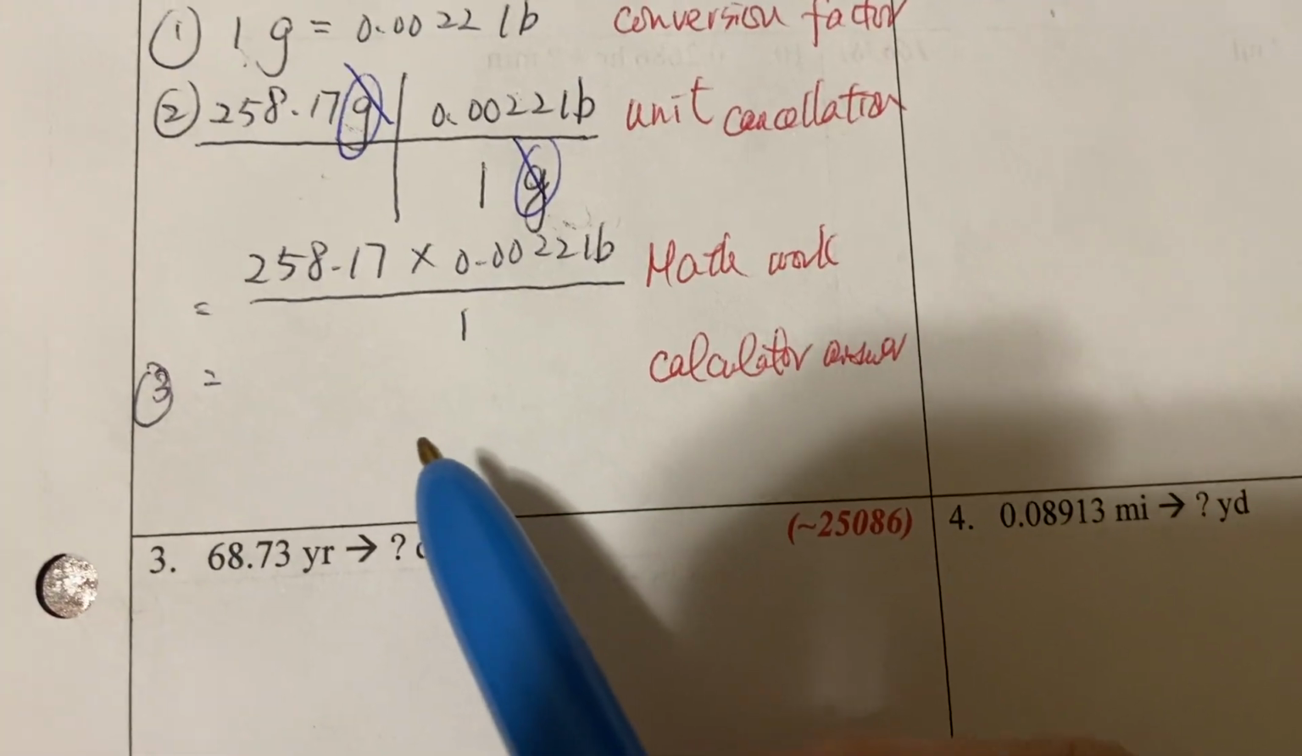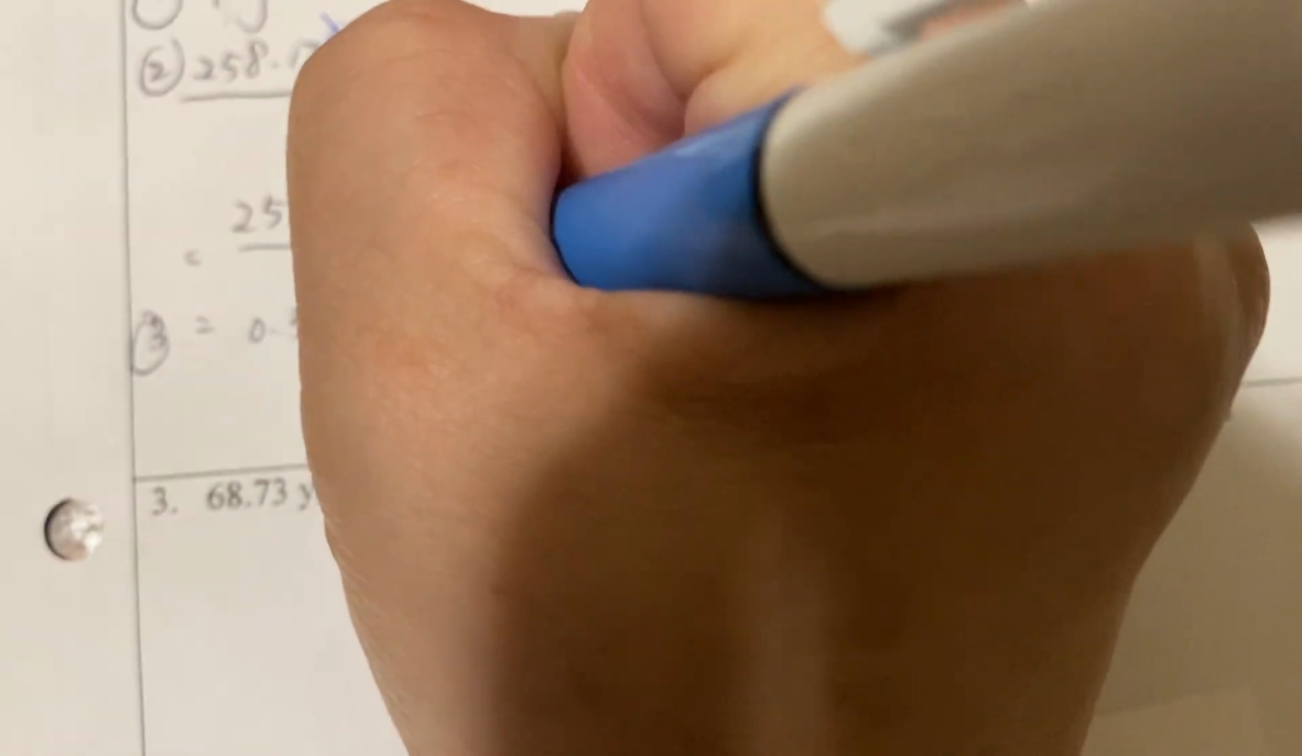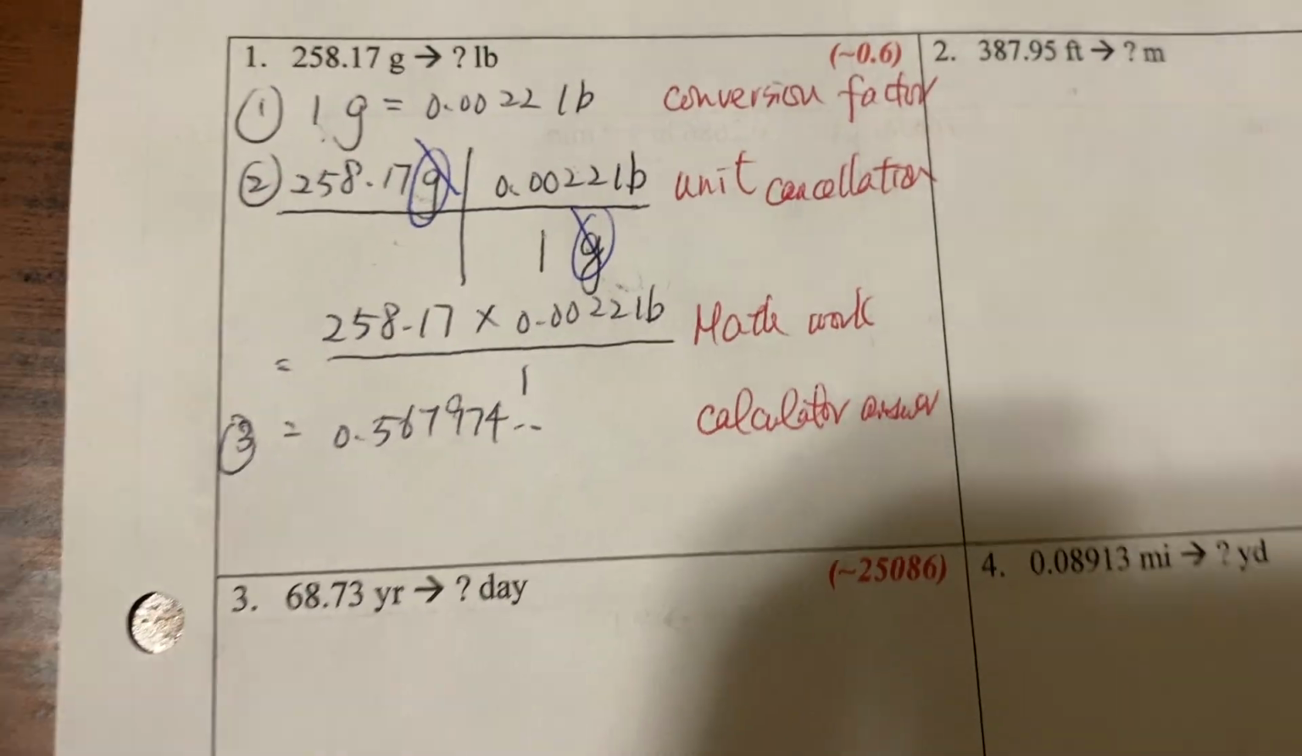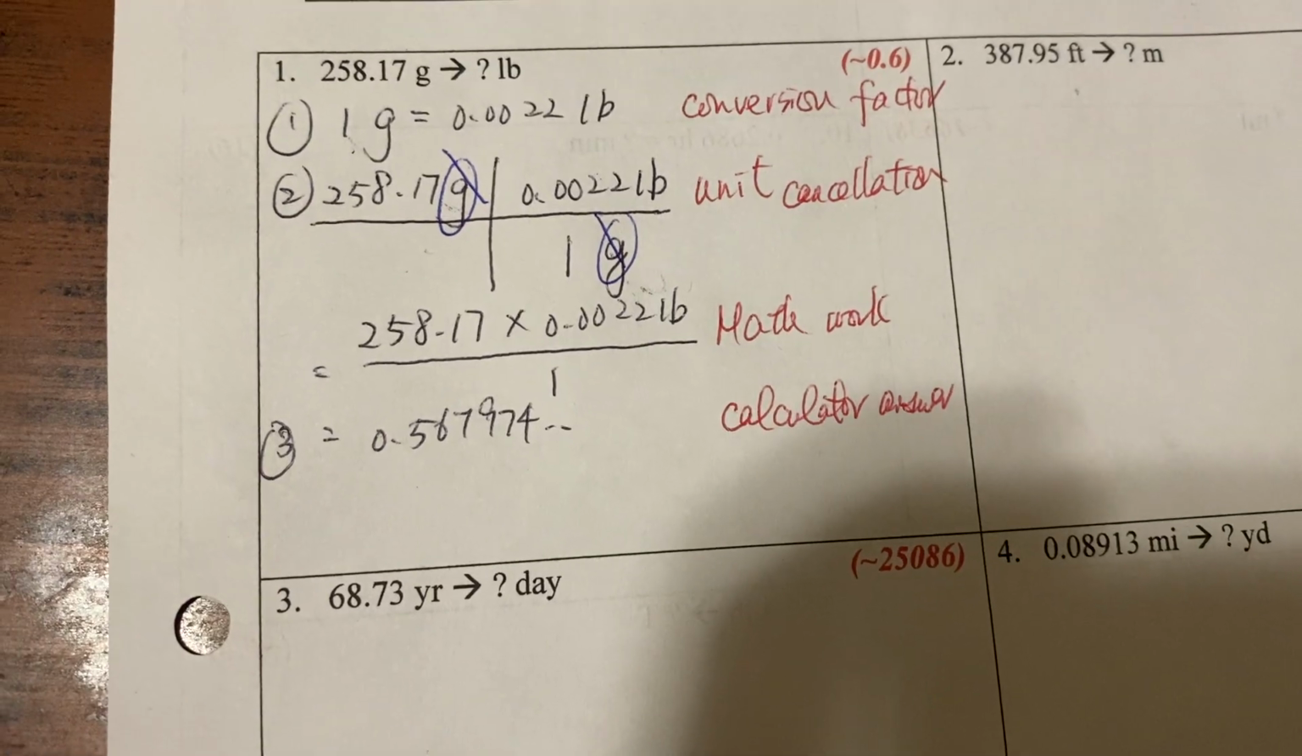So a calculator will tell you that it is like 0.567974, something like that. That's good enough. I only need maybe about the first 5 digits, 6 digits.